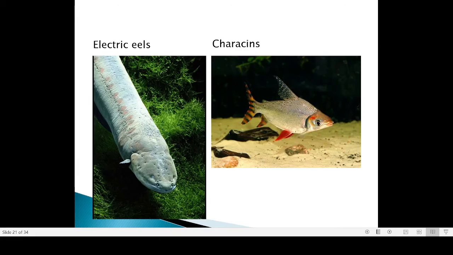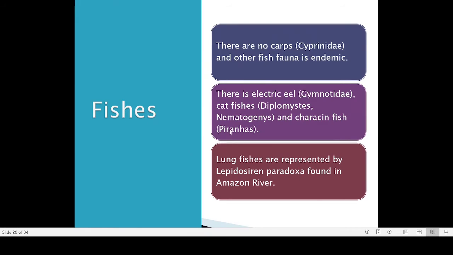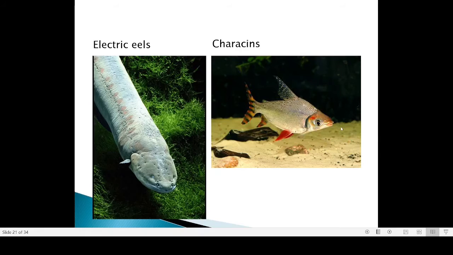So many species of electric eels are present in the Neotropical region. You can see that some of the electric species are like Gymnotidae, that's a family. Then similarly, there are catfishes and characins. Characin fishes are there. One example is the piranha. You might have heard about the word piranha. So characins are common here. Under the characins, the piranhas also come.